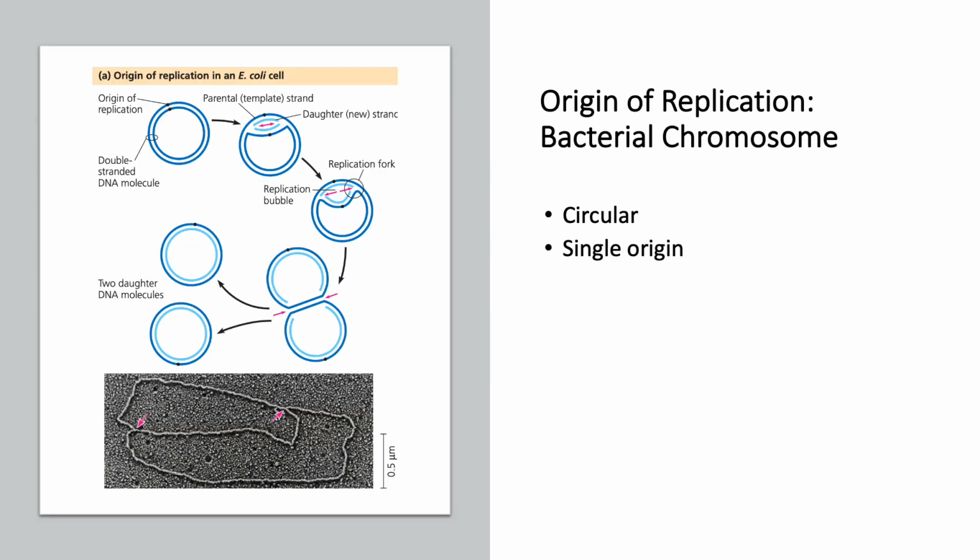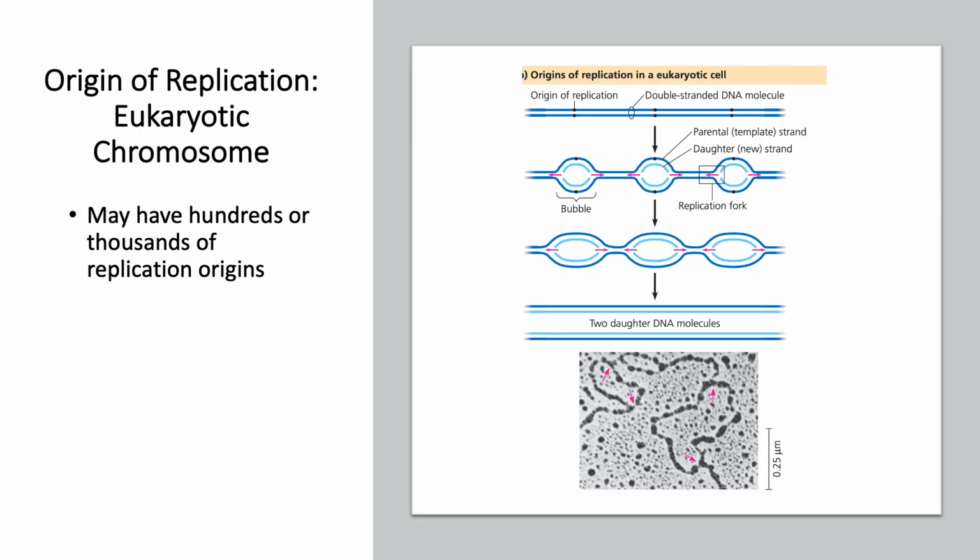Here is an example of the origin of replication of a bacterial chromosome, specifically that of E. coli. The E. coli chromosome, like many other bacterial chromosomes, is circular and has a single origin. Proteins that initiate DNA replication recognize this sequence and attach to the DNA, separating the two strands and opening up a replication bubble.